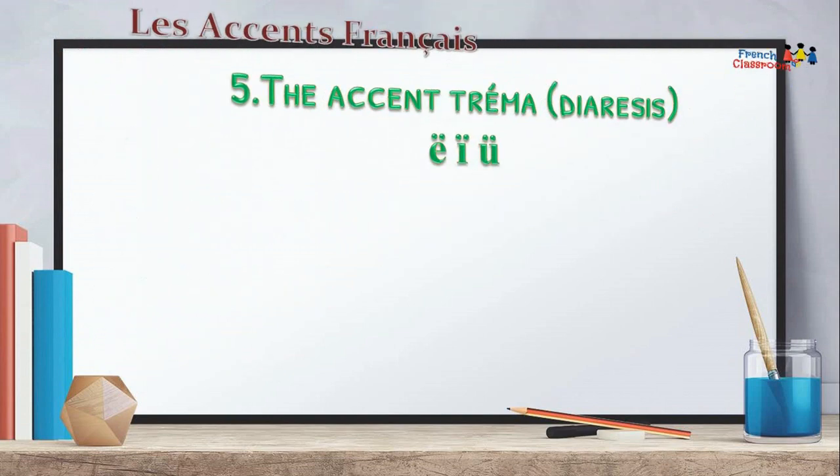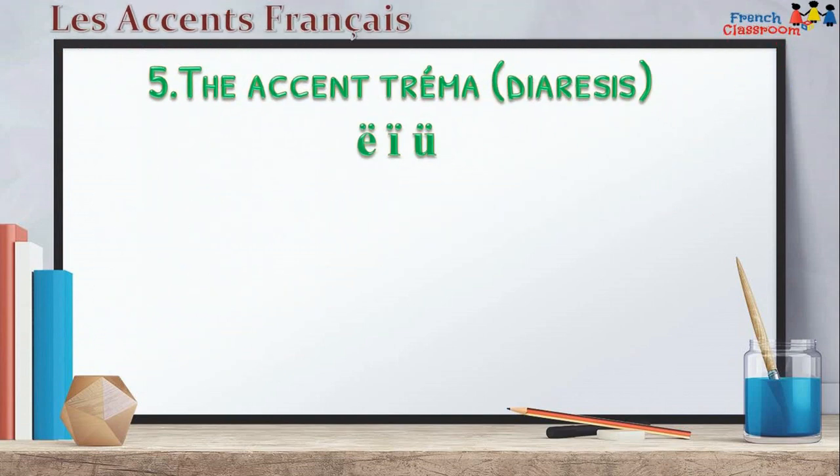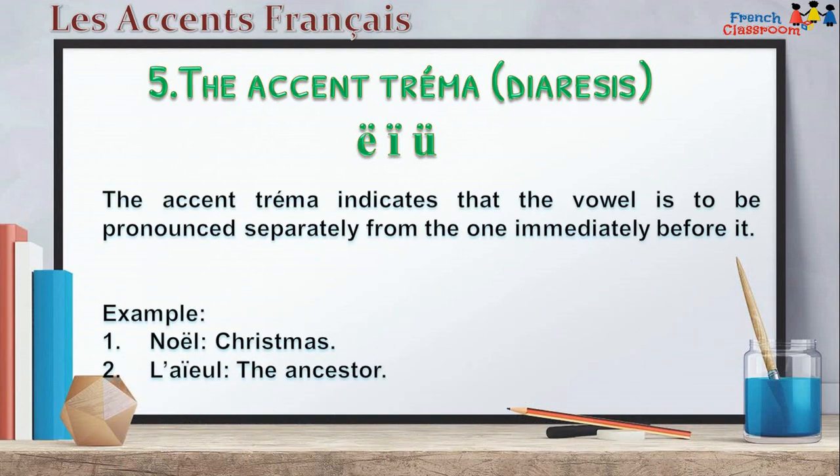The last accent is the accent tréma, also called as diaeresis. This is used on the vowels E, I, and U. The accent tréma indicates that the vowel is to be pronounced separately from the one immediately before it, which means we are going to pronounce the two vowels in a different way. Example, Noël, No-el, which means Christmas. Laïal, La-ïal, which means the ancestor.